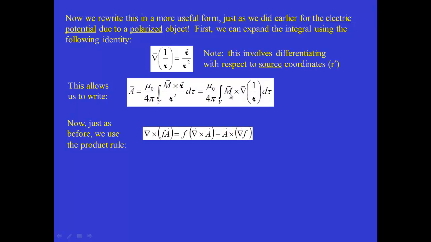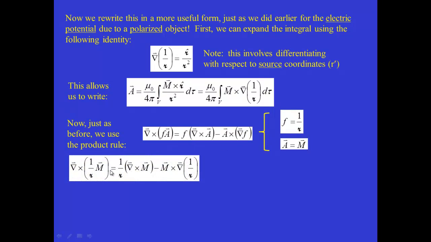We've got a vector quantity crossed into the gradient of a scalar quantity. That's what's in this integrand, and that's the term on the right-hand side of this product rule. If we take the curl of the product of a scalar function f and a vector function a, we get f times the curl of a minus a cross the gradient of f. So if we identify the a and the f in this equation, where a is the magnetization and f is the scalar function 1 over script r, then this product rule becomes as follows.